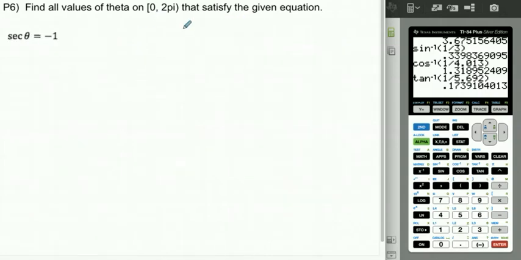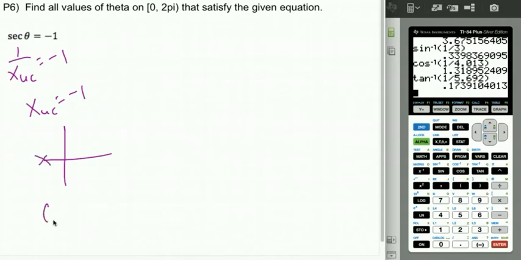All right, so here we go. So we're going to do secant of theta equals -1, right? So I'm basically being asked, where's 1 over the x on the unit circle equal to -1? Well, that's where x on the unit circle is -1. So when I look, I say, oh, hey, it's just this one spot. So theta is pi, right? That's the only spot where the x on the unit circle is -1.